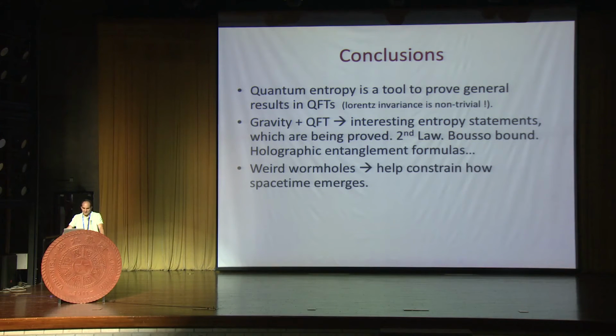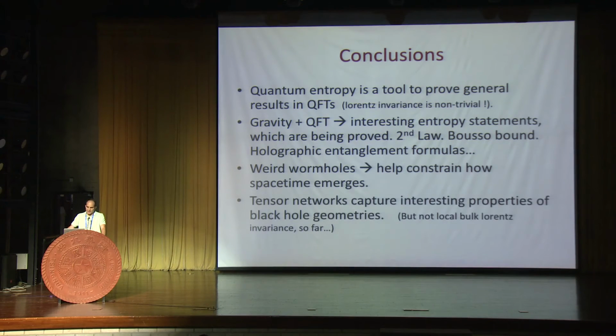The study of these wormholes, I think, will help us constrain how space-time emerges, and that is probably another tool that we have for understanding how all of this works. And finally, I would say tensor networks capture very interesting properties of black hole geometries, but not Lorentz invariance so far. Thank you very much.